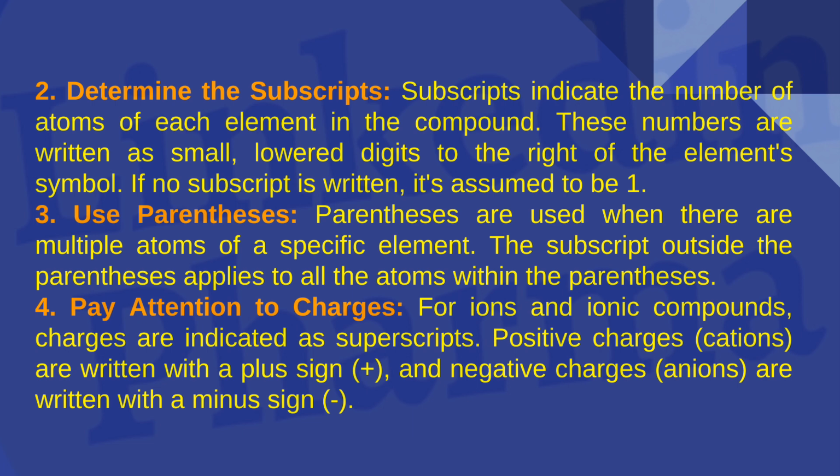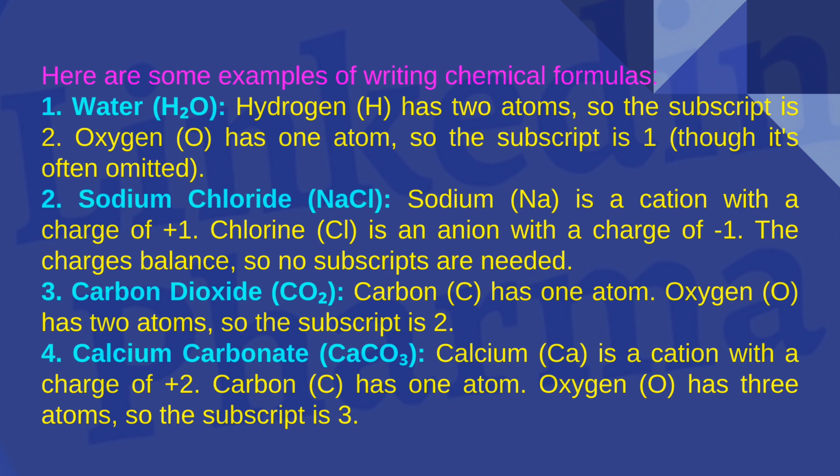Use parentheses. Parentheses are used when there are multiple atoms of a specific element. The subscript outside the parentheses applies to all the atoms within the parentheses. Pay attention to charges. For ions and ionic compounds, charges are indicated as superscripts. Positive charges, cations, are written with a plus sign, and negative charges, anions, are written with a minus sign. Here are some examples of writing chemical formulas.